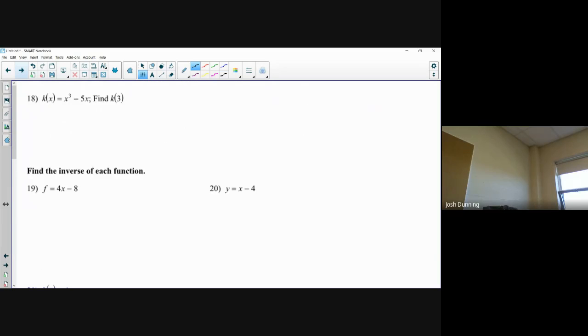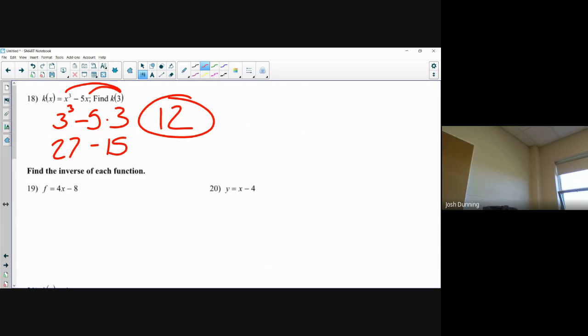Same idea here, just be careful. There's more than one x, so you got to substitute that in more than once. 3 to the third, we said it earlier in this pretest, it's 27. 5 times 3 is 15. Then you subtract, you get 12. You could just type that in. Now 19.